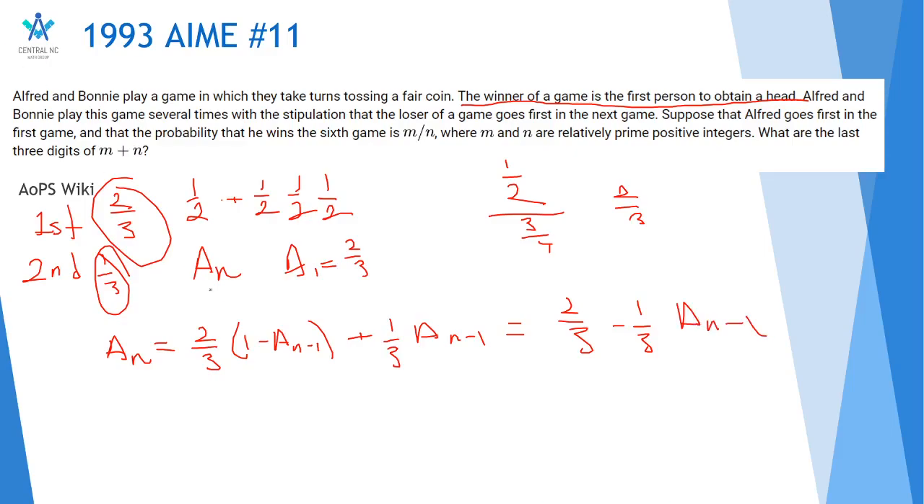And so, let's go to the next slide here. Our relation is A_n is equal to 2/3 minus 1/3 A_{n-1}. And we know that this is just a one term recursion, so we only need one term to start off with. And we know he goes first, so his first game is 2/3. So we can start bashing out values here.